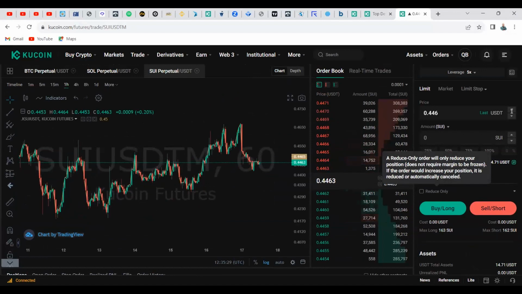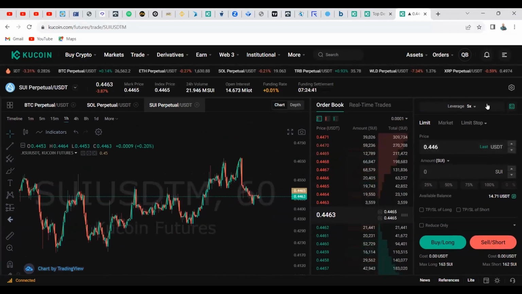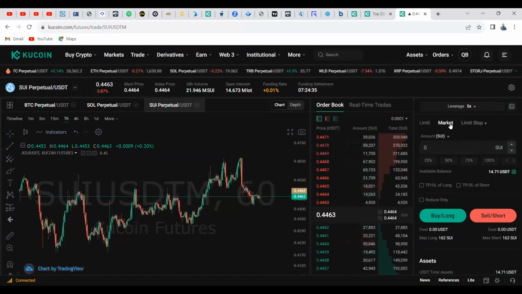Okay, so back to common order types. Now we've got a market order, we've got a limit order. So I want to start off with a market order. So I'm just going to click on market order, right? And as you can see, I've got my available balance in USDT as we have it over there. Okay, so what is a market order?